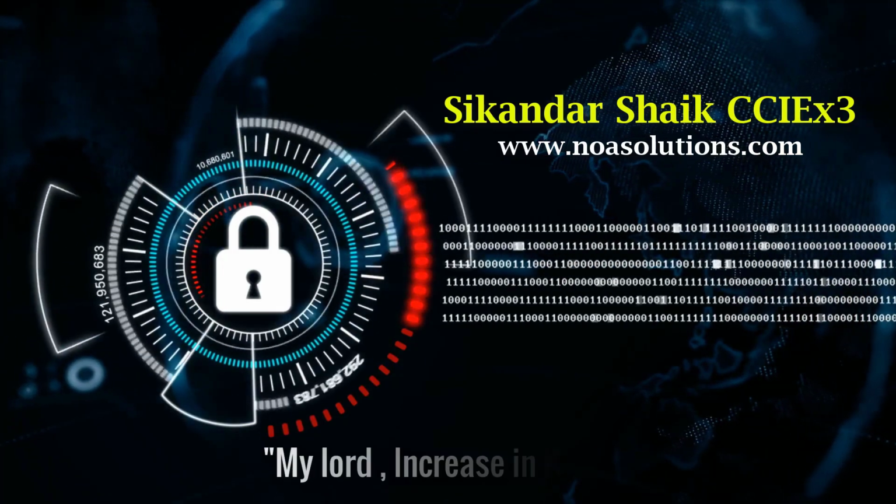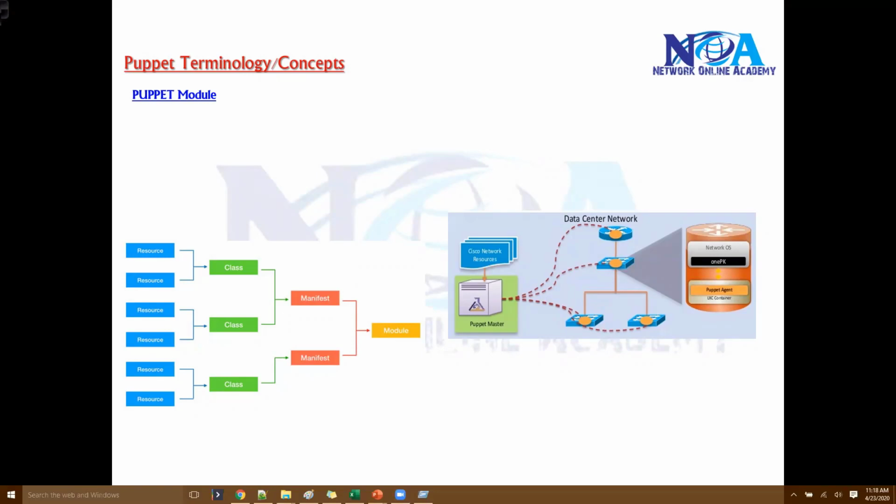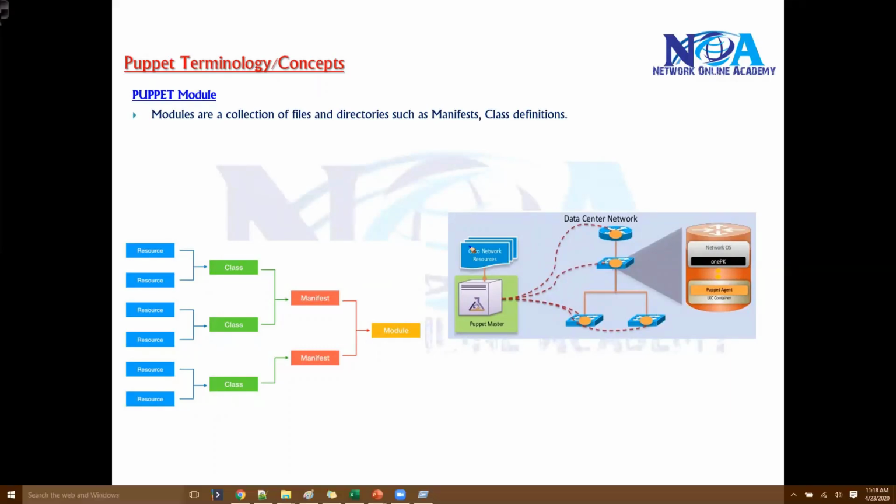رب زدني علما. Okay, the next thing we'll try to understand one more concept in the Puppet. There is something called Puppet module. Now, Puppet module is a collection of files and directories. Probably those are referred to as Puppet module. A collection of files and directories means your configuration files.